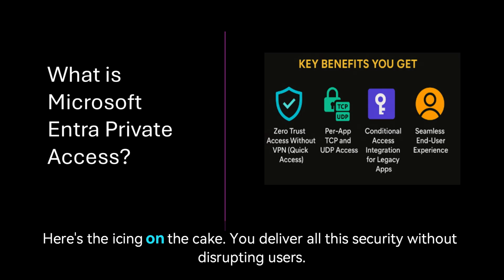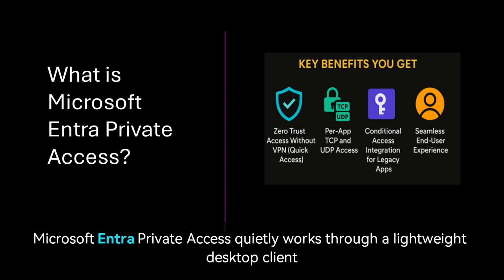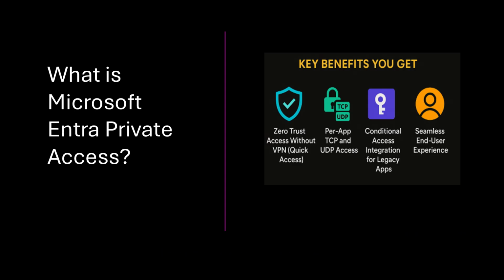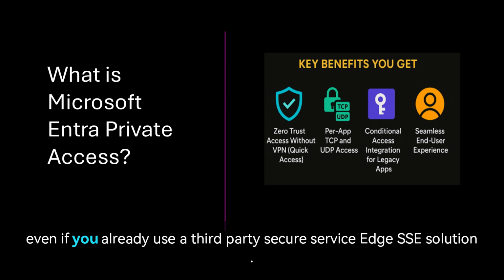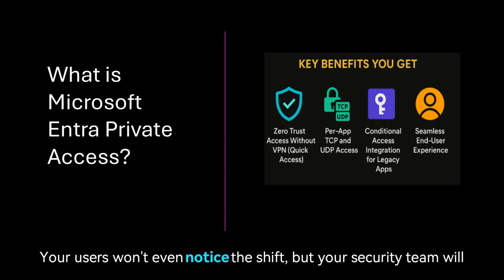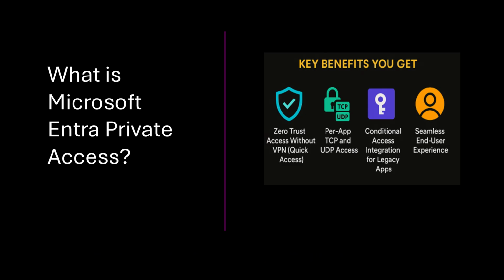Here's the icing on the cake. You deliver all this security without disrupting users. Microsoft Entra Private Access quietly works through a lightweight desktop client that picks up network traffic. It integrates seamlessly with your current setup, even if you already use a third-party Secure Service Edge (SSE) solution. Your users won't even notice the shift, but your security team will, because you've just massively improved your security posture.